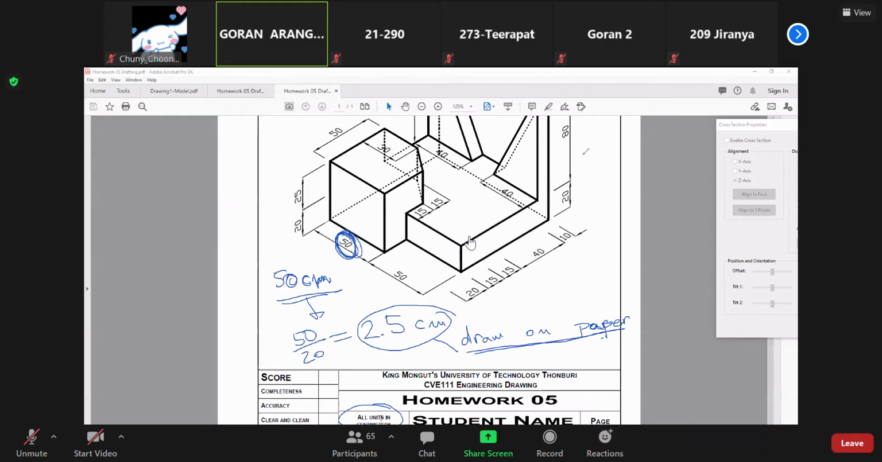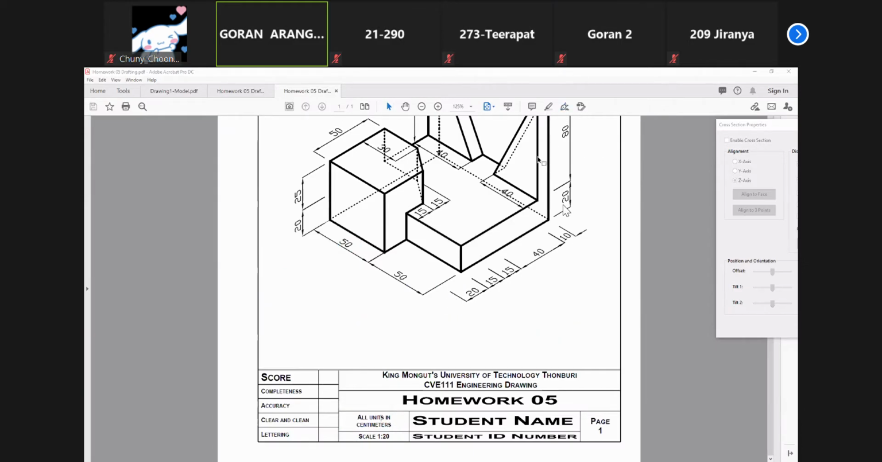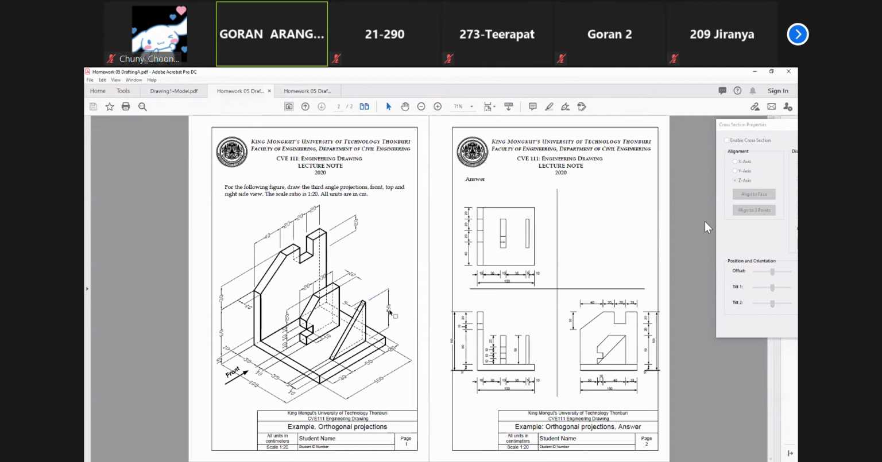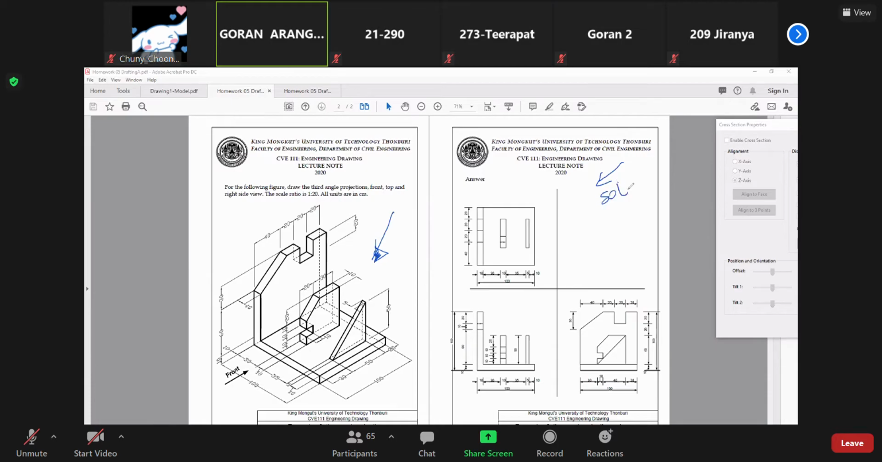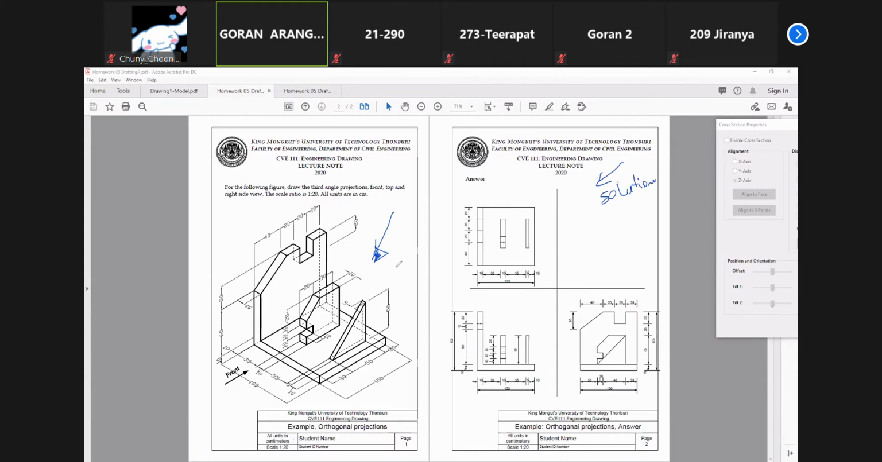So this is your homework. And here is the example. So you are given this part. So this is the assignment. And this is the solution to the given example. So here you should write the top, you should write the front, and this is the right side view that you should draw.